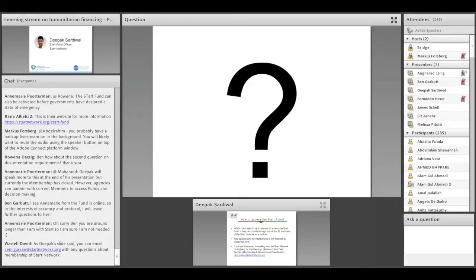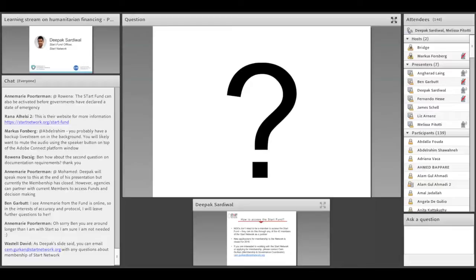But we do have other work streams within the START network, which I didn't mention, including START Response, START Labs, and particularly START Engage, which is a program that tries to unlock new approaches to crisis preparedness and response. And that looks to build the capacity of members and partners to respond to humanitarian emergencies.